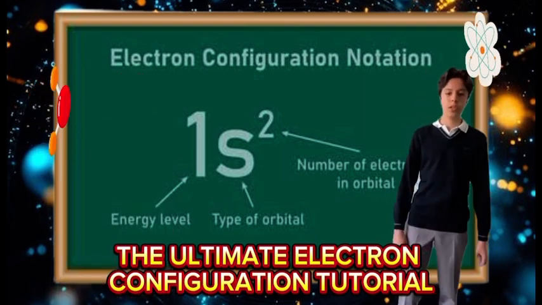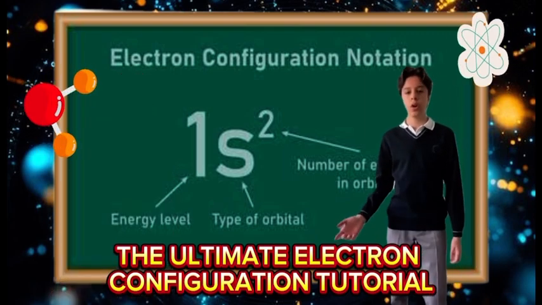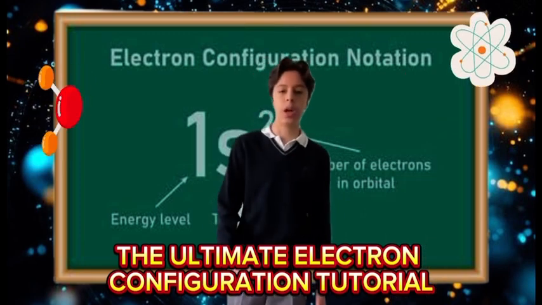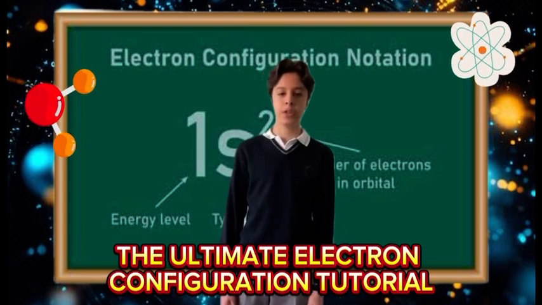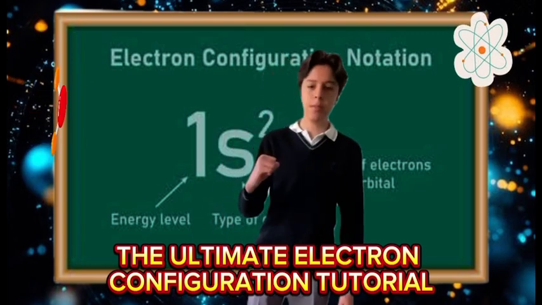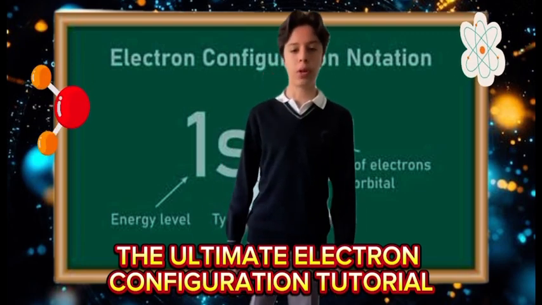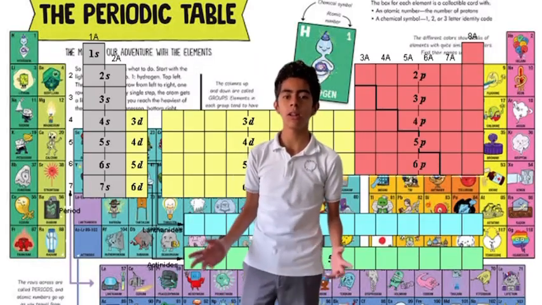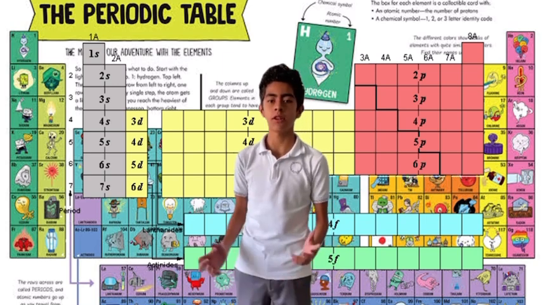But don't worry, this isn't about memorizing a bunch of rules. We have got awesome visuals, real-world examples, and fun analogies to help everything make sense. So, grab your periodic table, sit back, and get ready to level up your chemistry knowledge. Let's dive in. Electron configuration is how electrons are arranged in the orbitals of an atom.